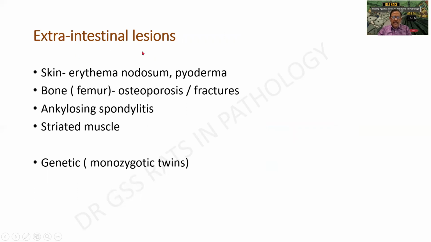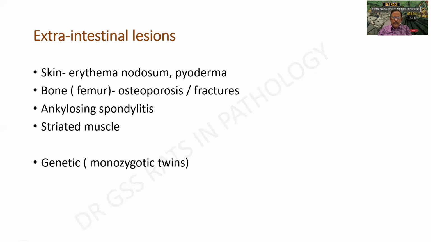The extraintestinal lesions will include skin with an erythema nodosum or a pyoderma. Bone, such as femur, might show osteoporosis as well as pathological fractures. Ankylosing spondylitis, very common, is associated with HLA, and Crohn's disease and it go hand in hand. And also the striated muscles. So any of these can be one of the extraintestinal manifestations.